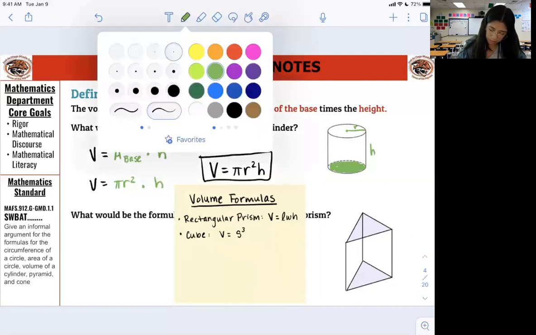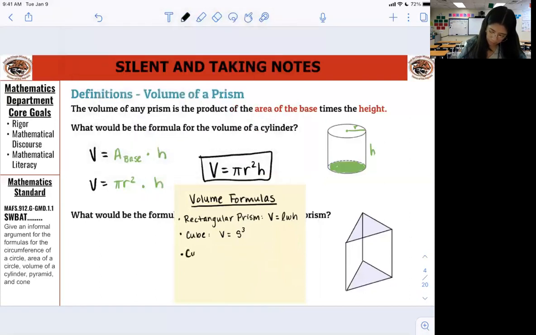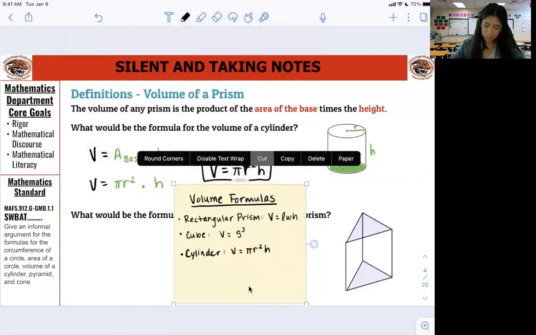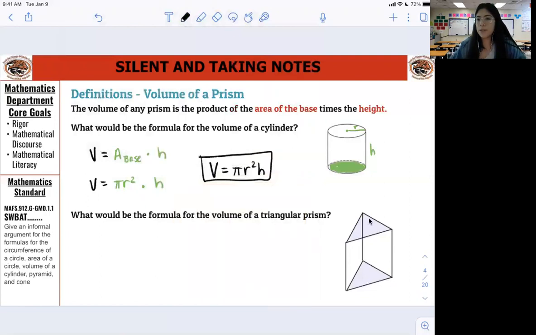So cylinder. Volume equals pi r squared h. And then finally, what about a triangular prism? What would be the volume for a triangular prism?